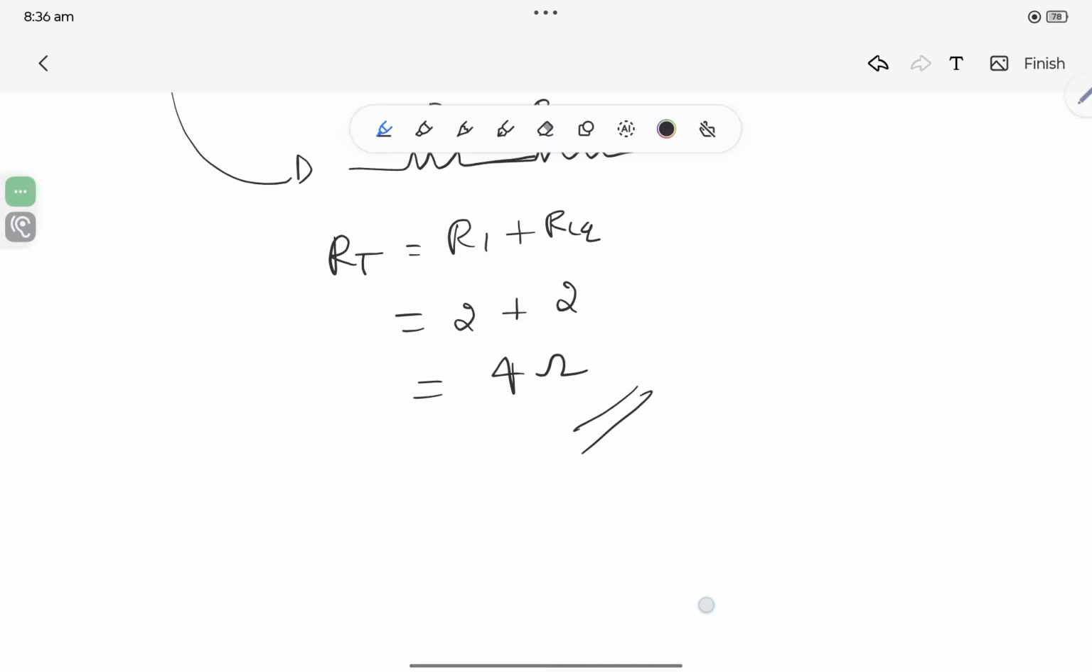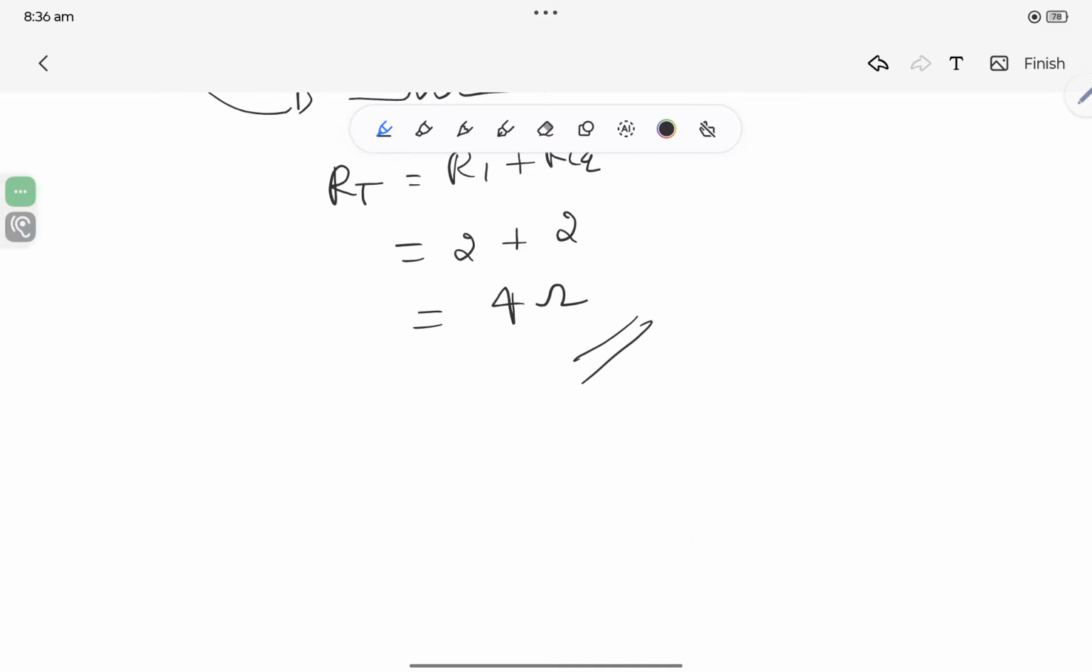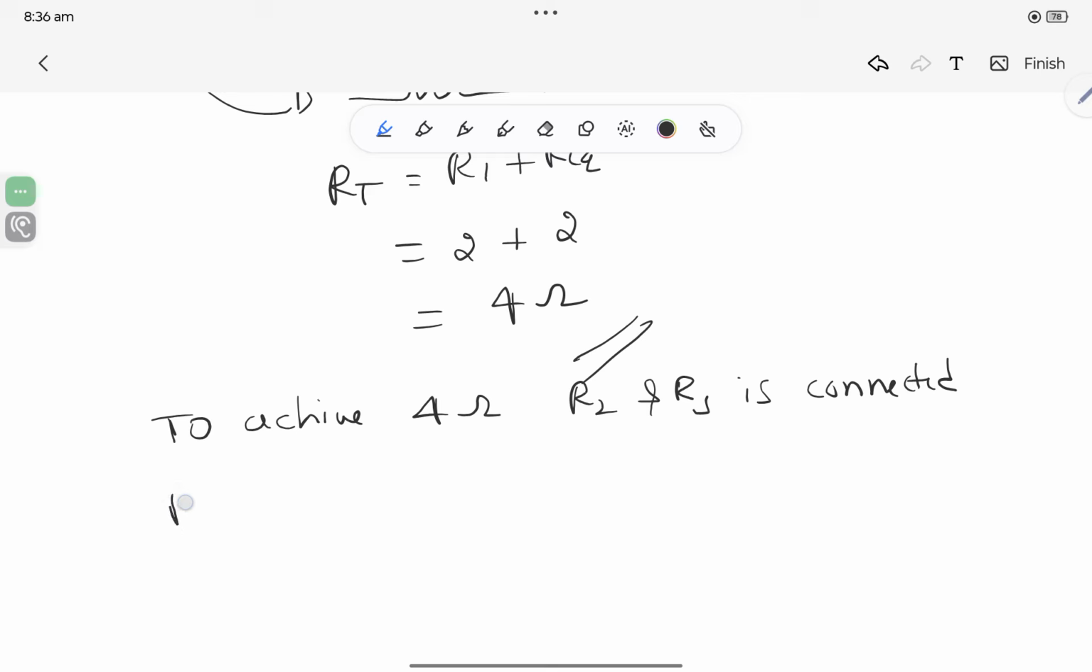So to achieve 4 ohm, R2 and R3 should be connected in parallel, and R1 is connected in series with them.